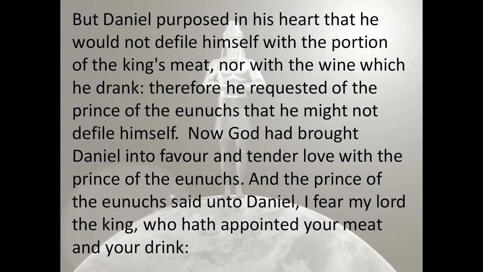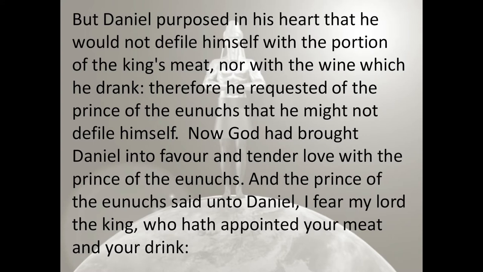The commitment of these four young men to not defile themselves with all that the king of this ungodly foreign nation has to offer. It says in verse 8 of chapter 1, "But Daniel purposed in his heart that he would not defile himself with the portion of the king's meat, nor with the wine which he drank. Therefore he requested of the prince of the eunuchs that he might not defile himself." So let's notice what happens. Daniel purposes in his heart. Friends, that's where it all starts. It starts in the heart, the mind of man.